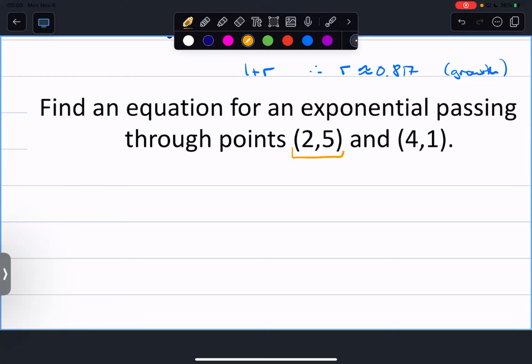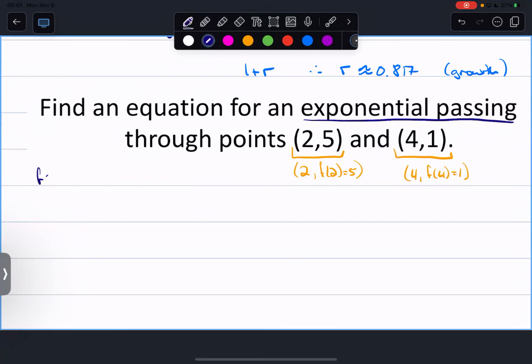We're given that if x is 2, f of 2 is equal to 5. That's what that says. And we're given that if x is 4, f of 4 is equal to 1. That's all we have. And we're told that it's an exponential function. So we know the bare bones of the exponential function are f of x is a times b to the power of x. I don't know a and I don't know b, but I do have 2 points, right? I have (2, 5) and (4, 1).